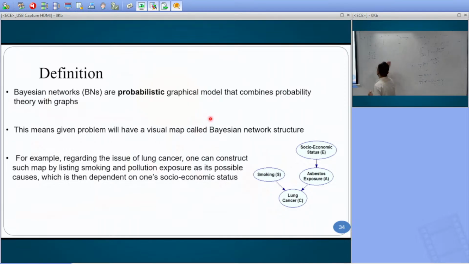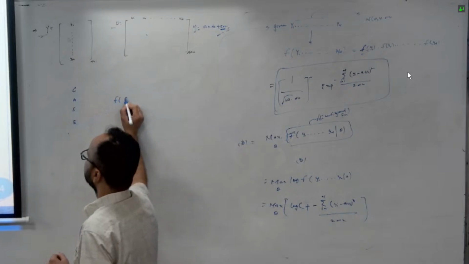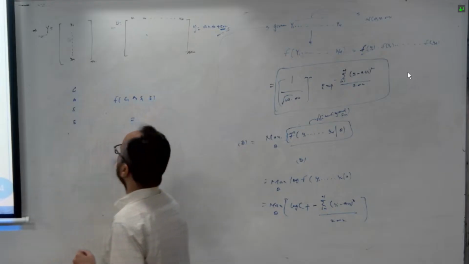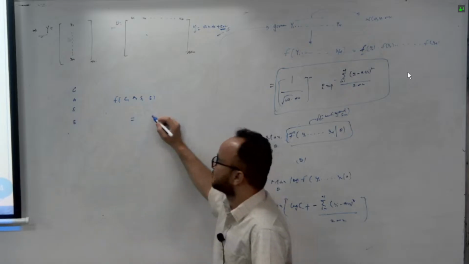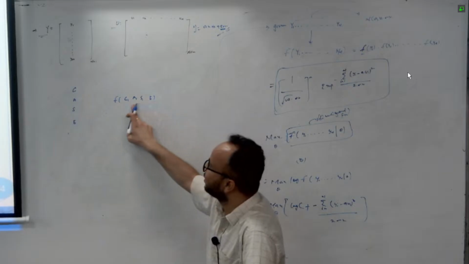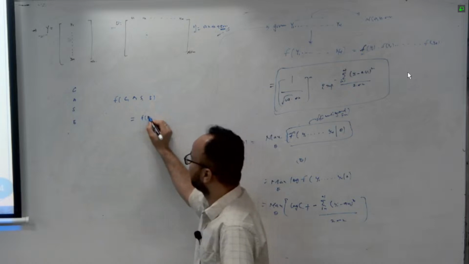Let's suppose we use C, A, S, E. I want to write a joint density function between C, A, S, E. How do you write the joint density? Now look at the figure and start from the bottom, or you can start from the top. Social economic, E is there. Is E depending on any other variable? No. So E depends only on itself, f of E.